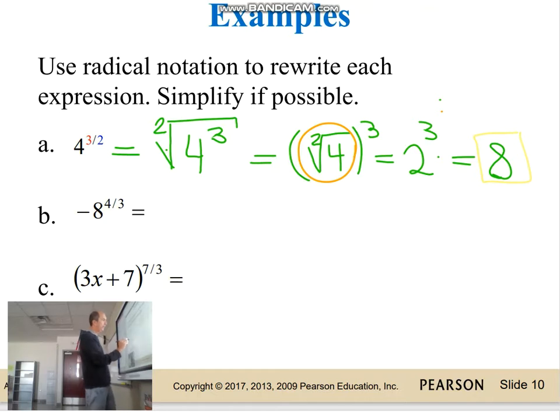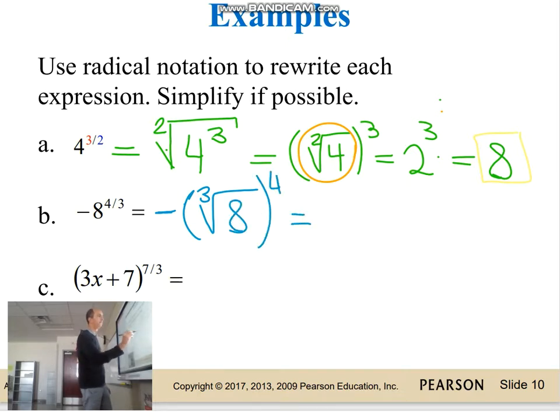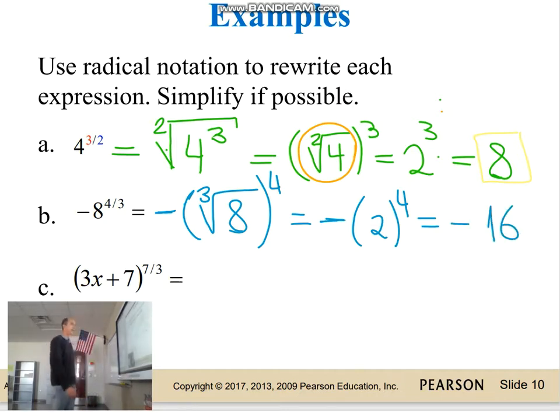Remember, this negative is not submitted to the exponent, so we will have negative, and let's use this. The denominator will be the index of the root, and the numerator will be the exponent, like this. So we will have negative cube root of 8 is 2, and 2 exponent 4 is 16, so negative 16, right?